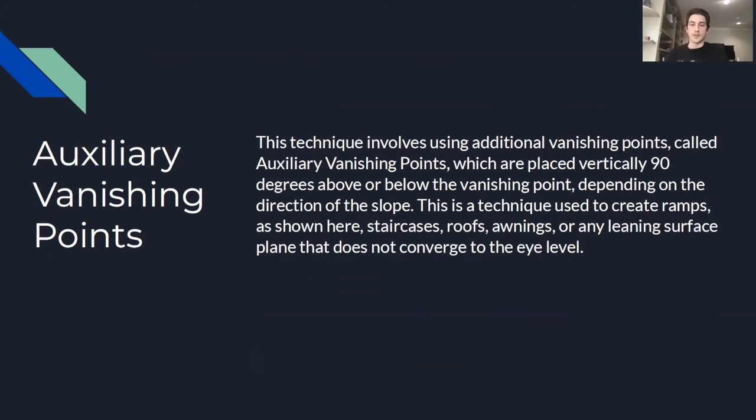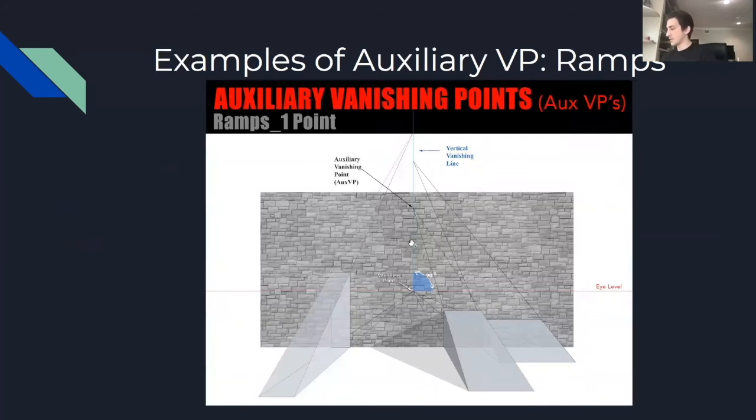Now for these new additional steps, this technique involves using additional vanishing points called auxiliary vanishing points, which are placed vertically 90 degrees above or below the vanishing points, depending on the direction of the slope. This technique can help you create ramps, as shown in our upcoming slides, staircases, roofs, awnings, or any level surfaces where the plane does not coincide with the eye level.